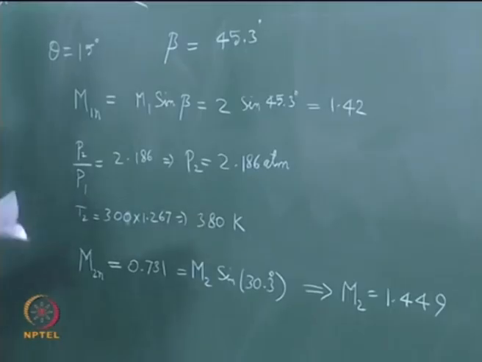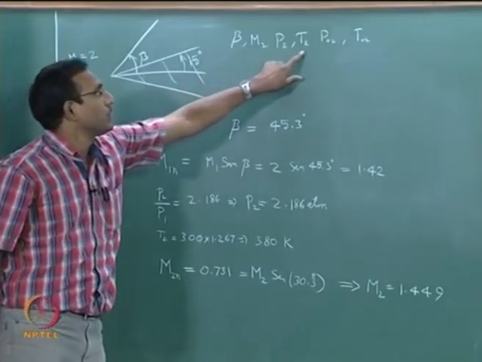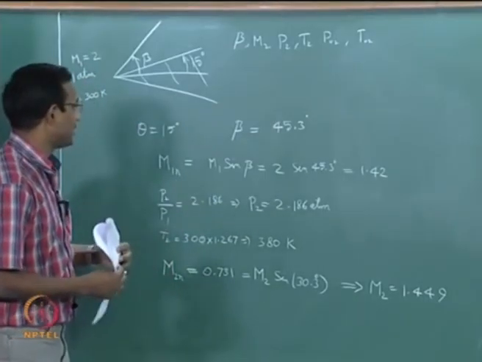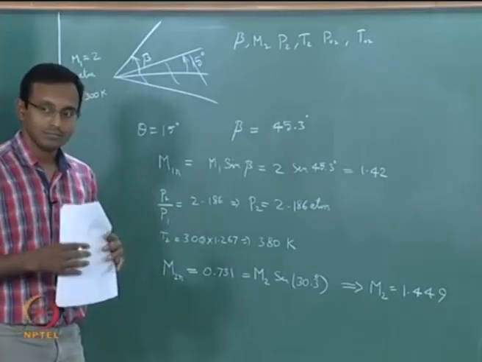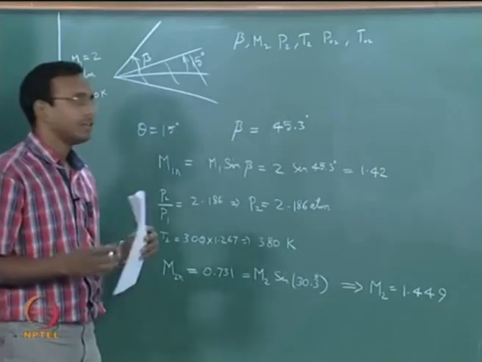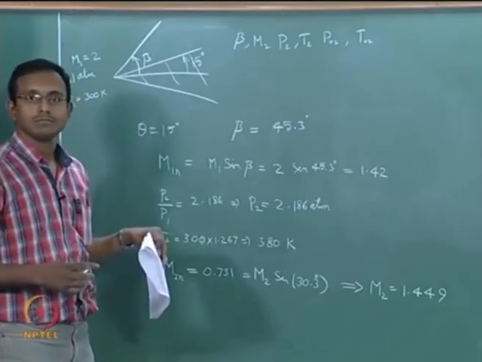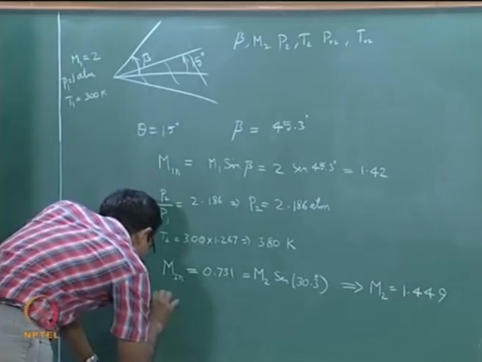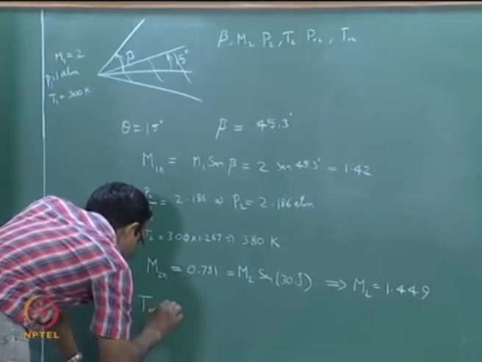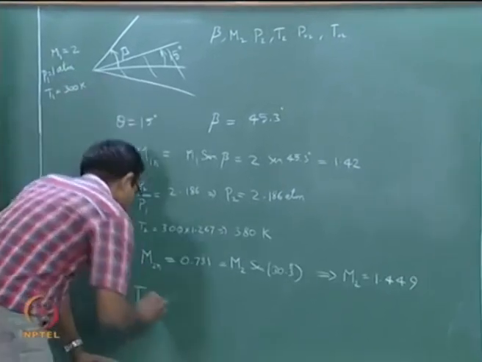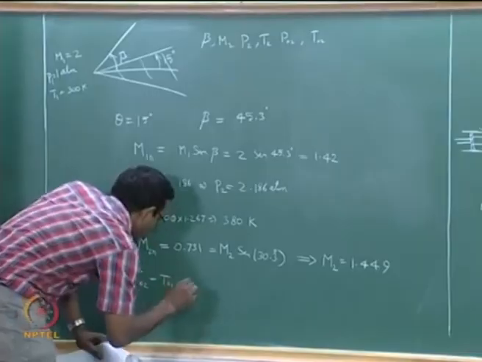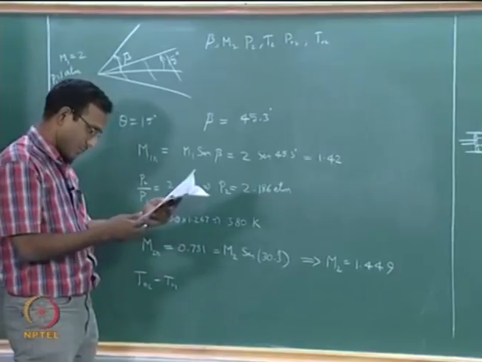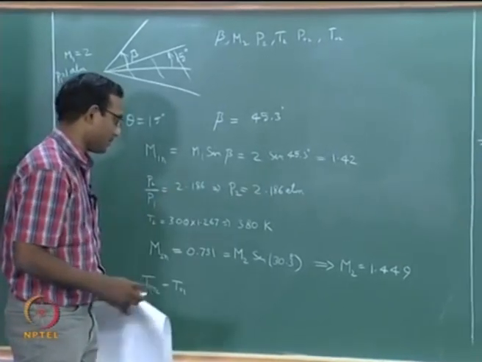Now we know beta, we know M2, we know P2, we know T2. We need to find, let us say, T02. What will be the T02 value? T02 across a shock is supposed to be a constant. T02 does not change at all. T02 is the same as T01. It just stays the same. Now I will do the P02 by P01.